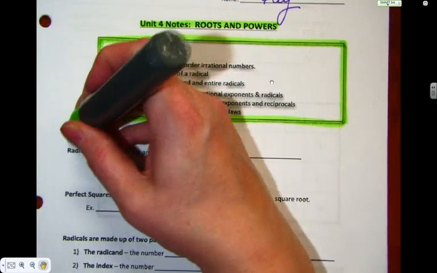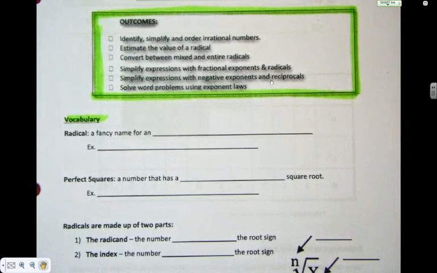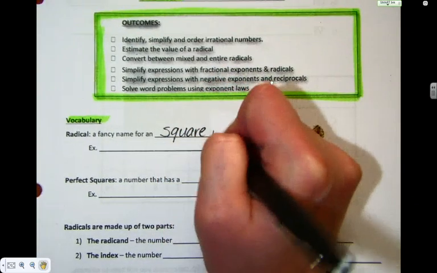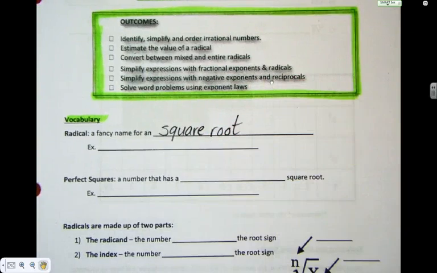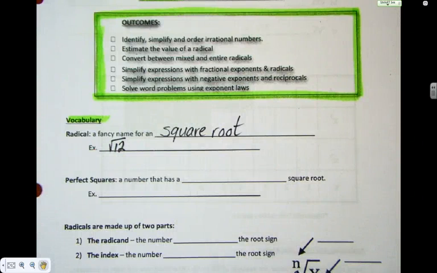Some vocabulary, which again, you've seen these last year, but if you forgot, no big deal. Radical is a fancy name for? The silence overwhelms me. For a square root. Radical, square root, exactly the same. So for example, we could call this the square root of 12. We could just call it the root of 12, or we could call it radical 12.